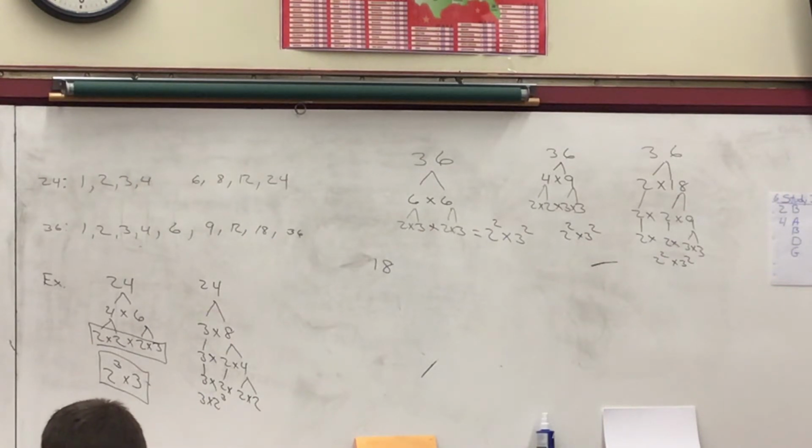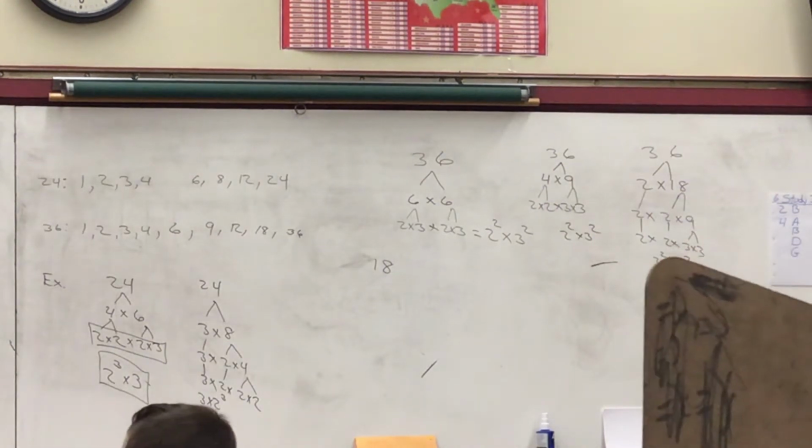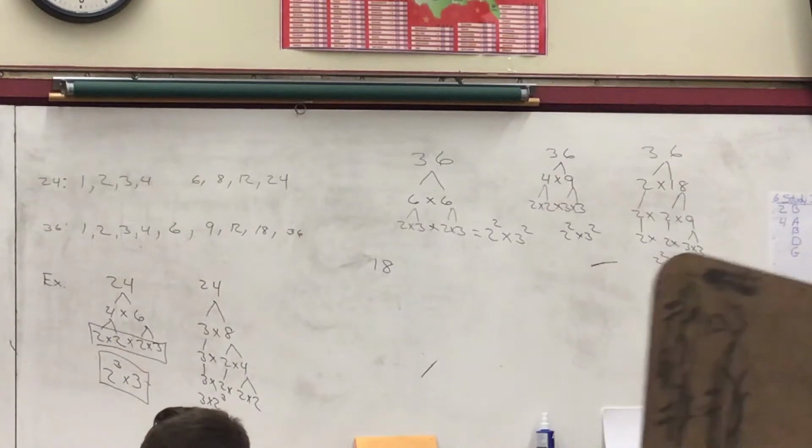Seems like it always breaks down to 2 and 3. Wouldn't it have to, actually? Let's see, okay, you want one that doesn't? We'll do one that doesn't.